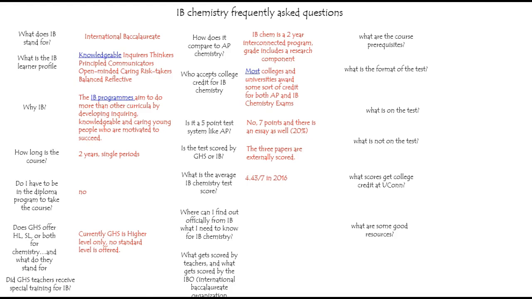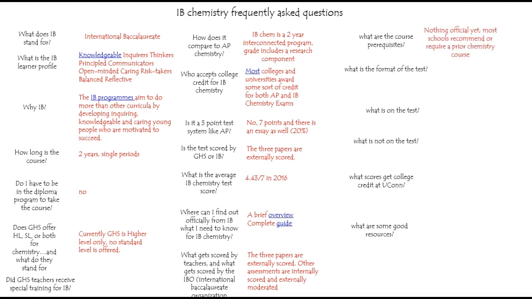Where can I find out officially from IB what I need to know? I recommend the guide, and it's very nice. There's also a brief overview. If you go to the PDF document at chemistryacademy.org, these are clickable. See? There you go. What gets scored by teachers and what gets scored by the IBO? Well, the only thing that the International Baccalaureate Organization really does is the other 3 papers.